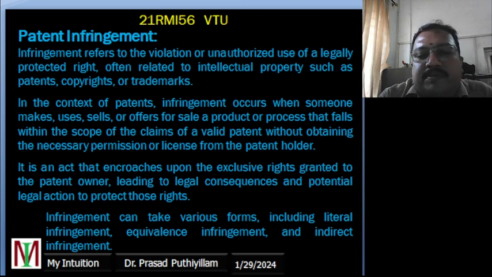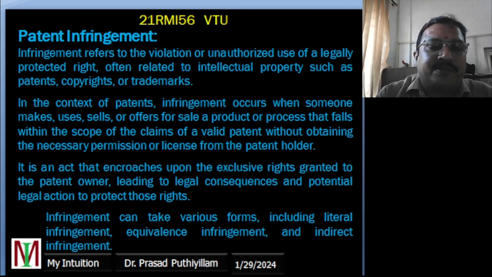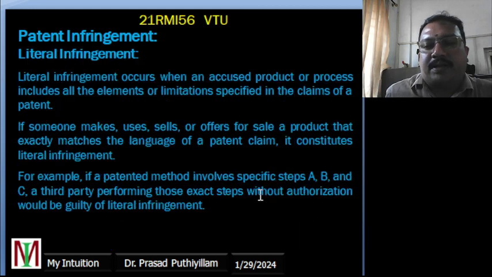And there are different forms: literal infringement, equivalent infringement, and indirect infringement. It is nothing but this: when we have an invention which is patented, if anybody is using it without permission, then it is called infringement. If we are using it, then we say that we are infringing it. That is the term infringement. So we'll see one by one what the three terms are.